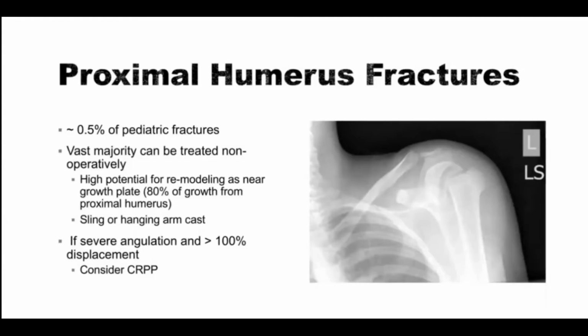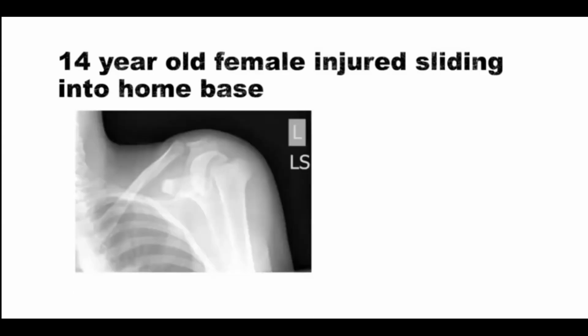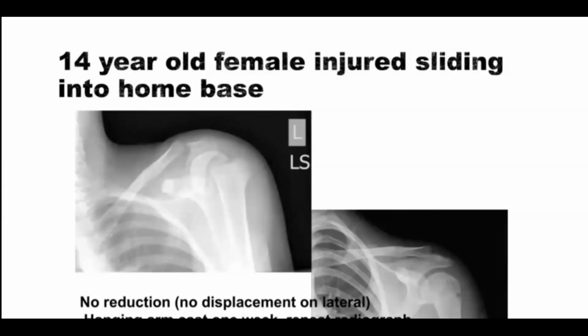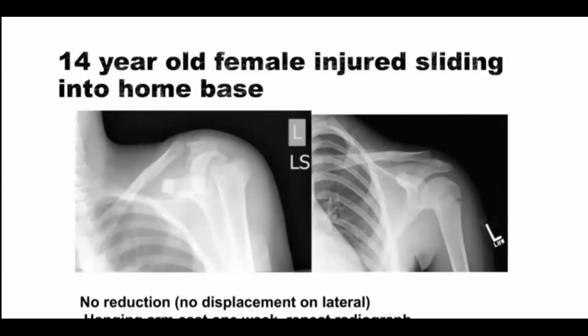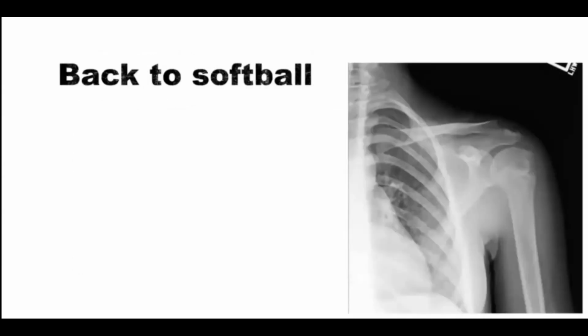Here's an example of a bad proximal humerus fracture. This was shared with me by one of our mentors, and you can see with just a hanging arm cast, it reduced nicely and did not require surgery.